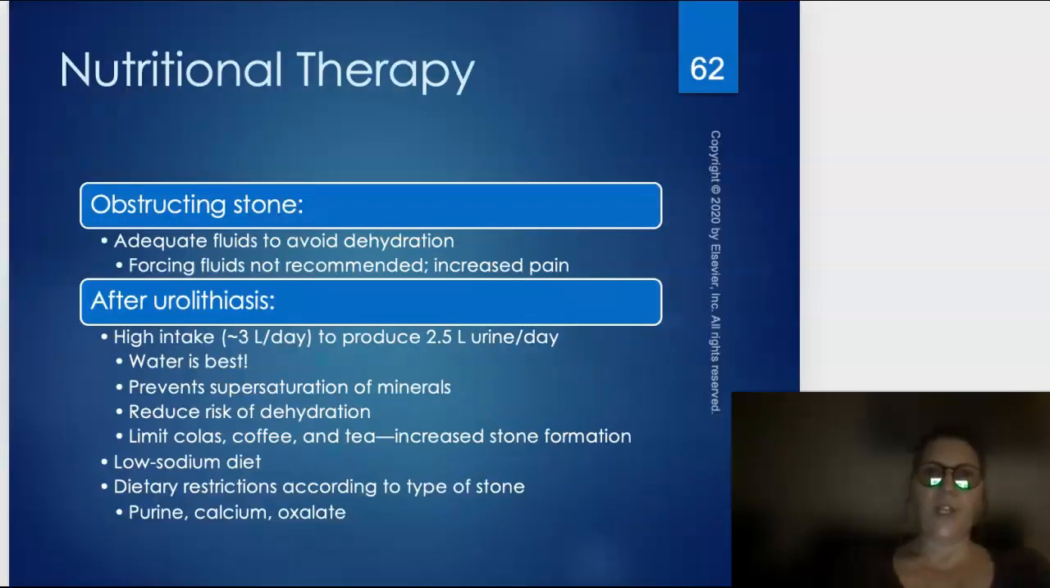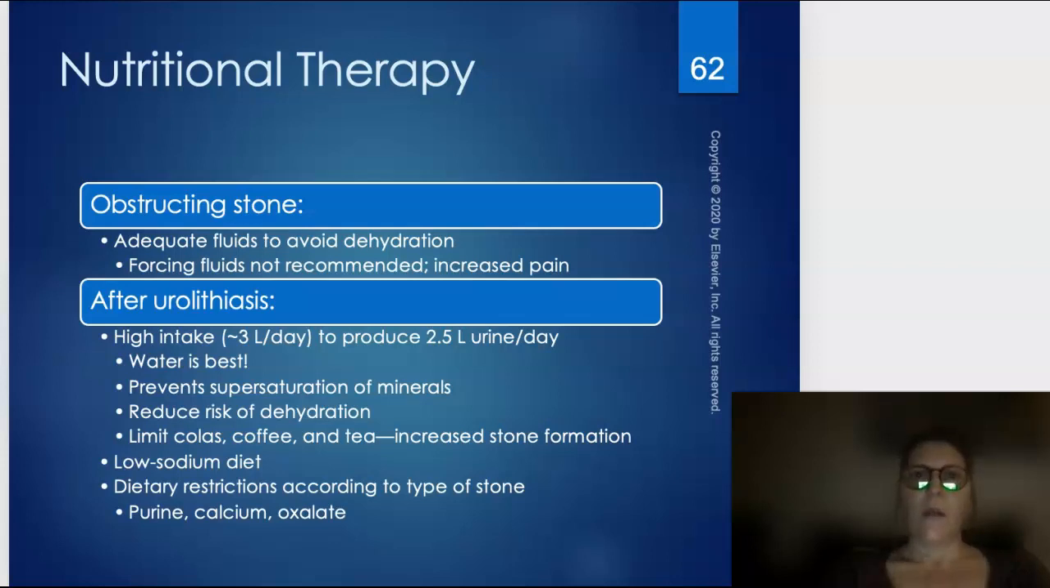So for nutrition, if there's an obstructing stone, they need fluids to avoid dehydration. Forcing fluids is not recommended because they have increased pain, but they need to drink enough. After urolithiasis, we need about 3 liters of fluid a day. So if someone has a kidney stone, they need about 3 liters of fluid a day, because that will give them about 2.5 liters of urine a day.